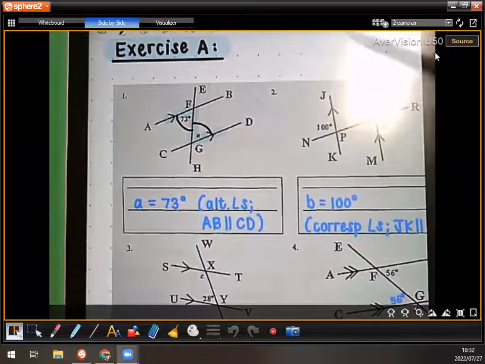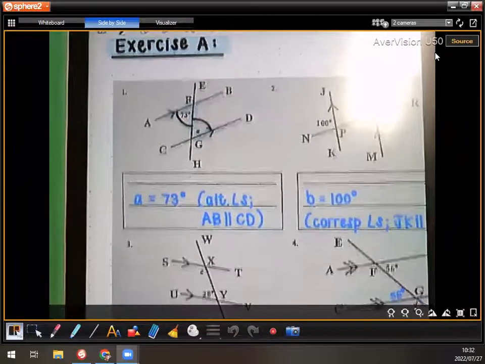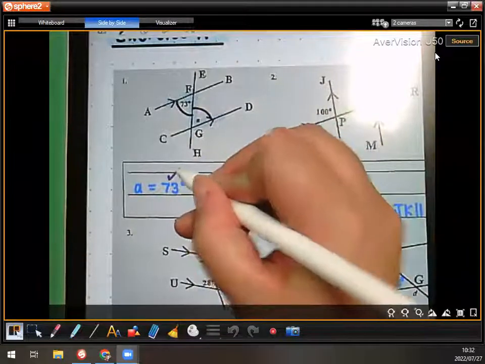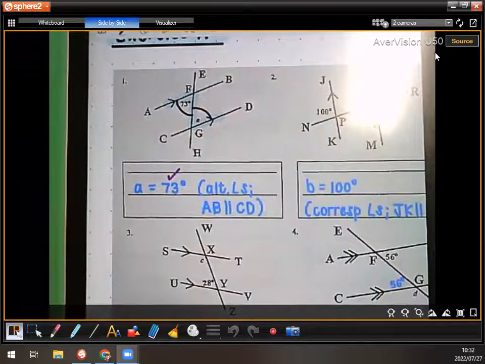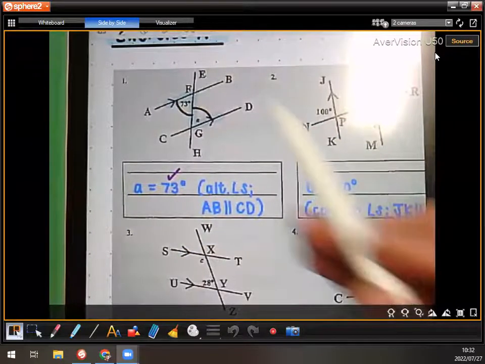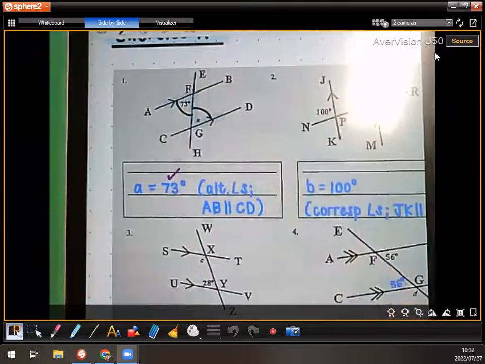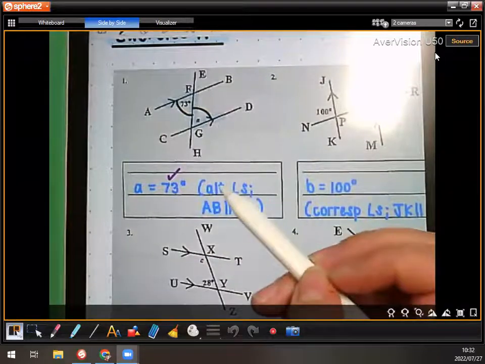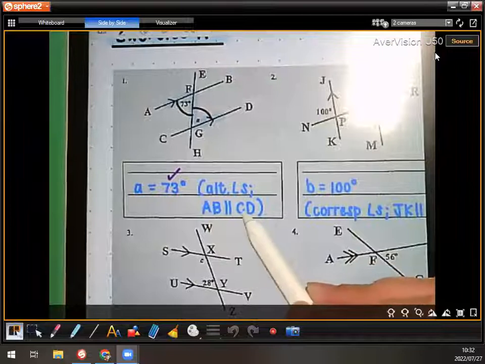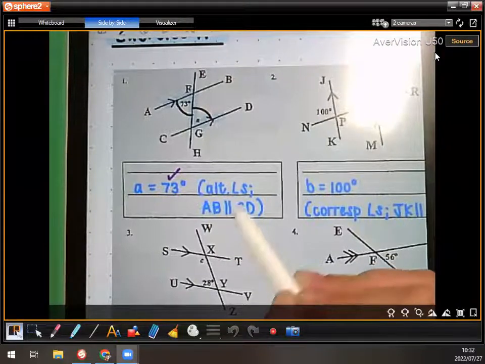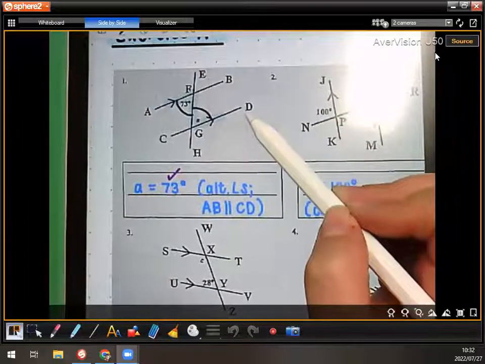So guys, let's do a mark allocation thing here, similar to your past test. One mark if you wrote that A is 73 degrees. Then we know that the Z shape is called alternate angles. So you have to say alt angles, and then you have to state which lines are parallel. Okay, so you have to write AB parallel to CD.